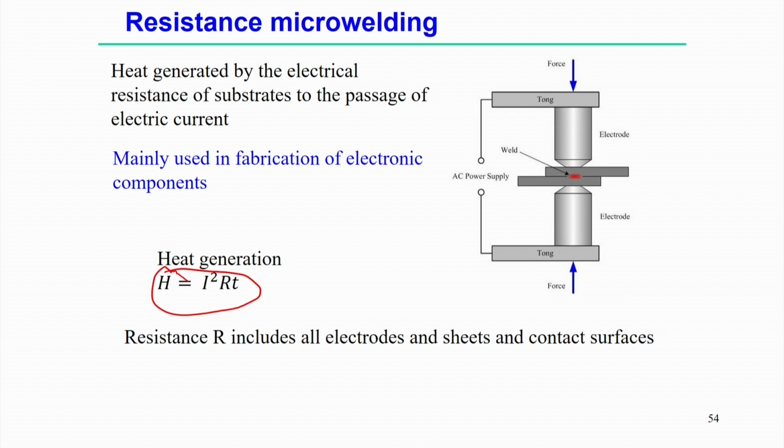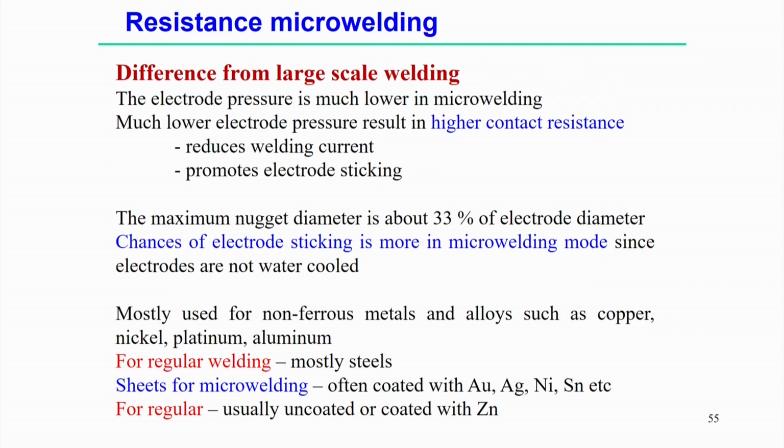Here we see the contacting surfaces: the tongue, the electrode and the workpiece material. Between all these elements we need to calculate the resistance R, which is responsible. But we will try to see how this resistance micro welding is different from the conventional welding process.